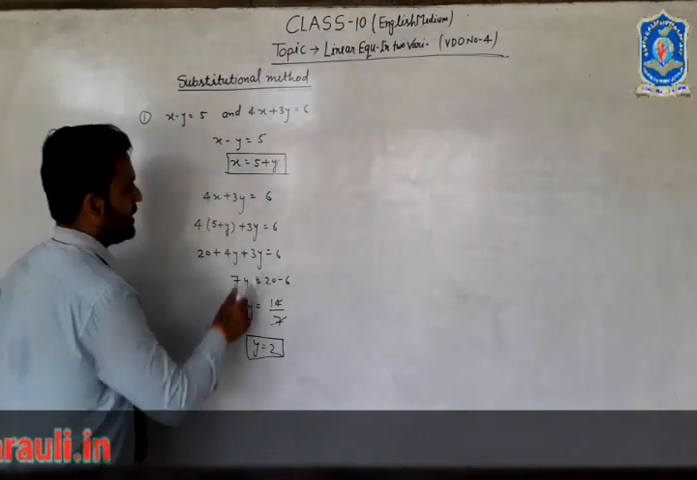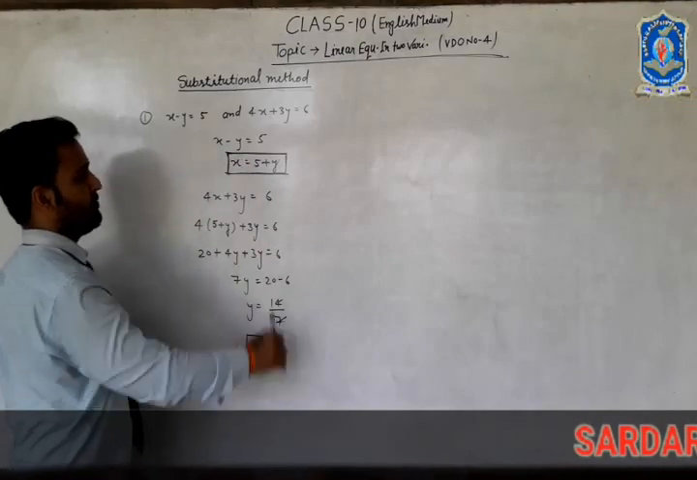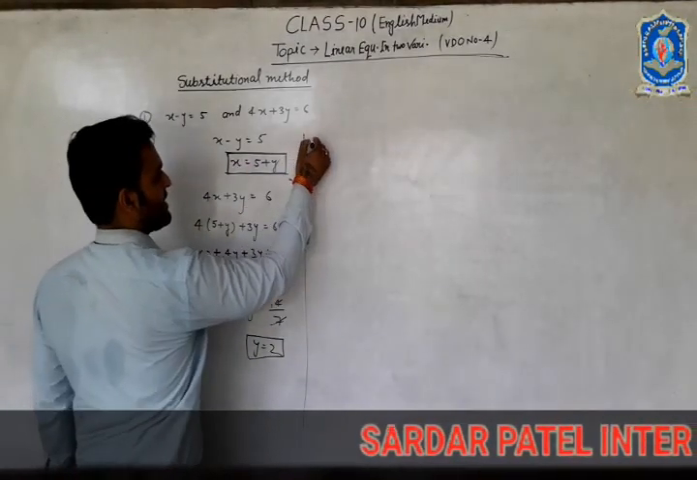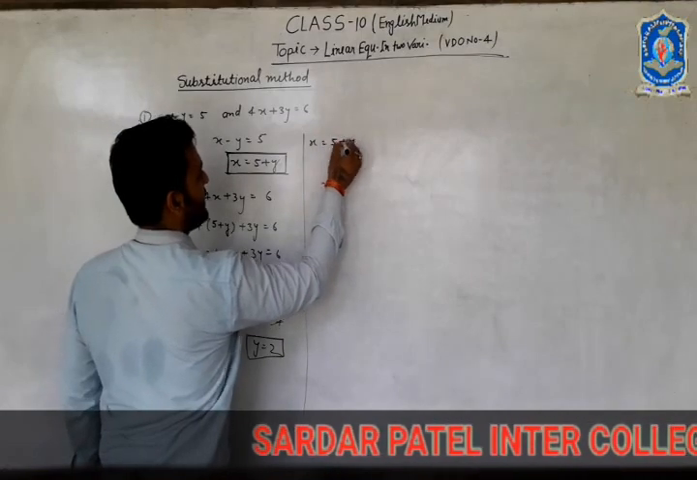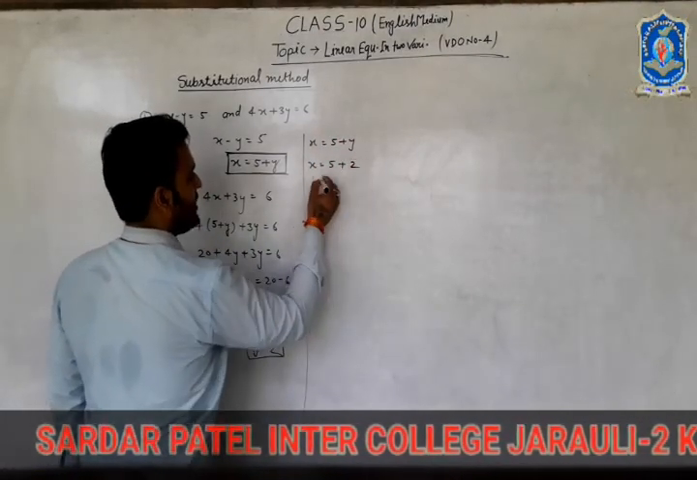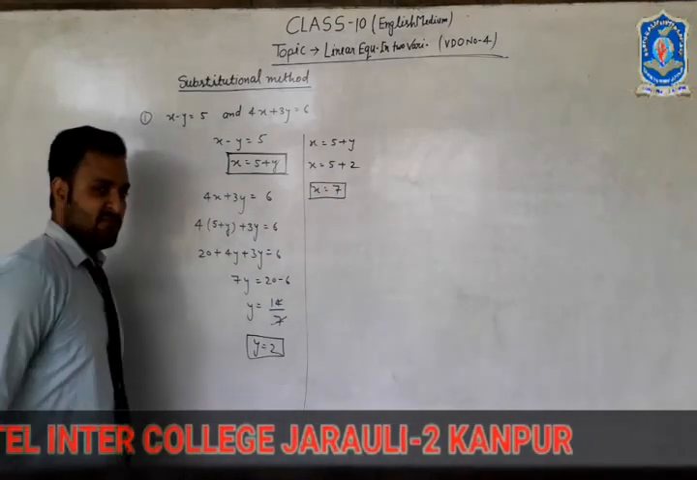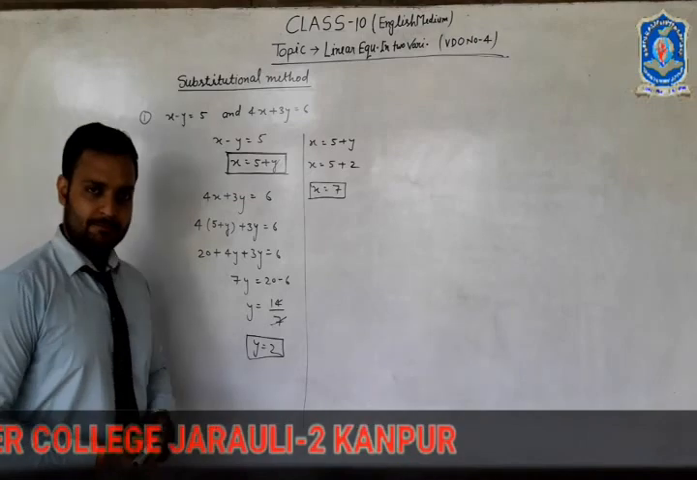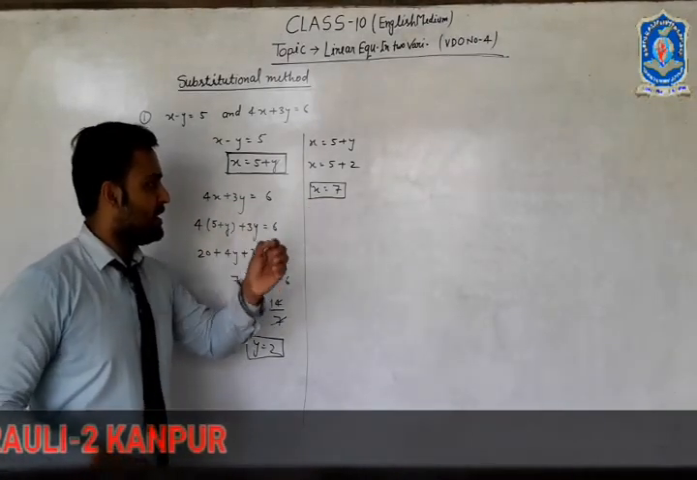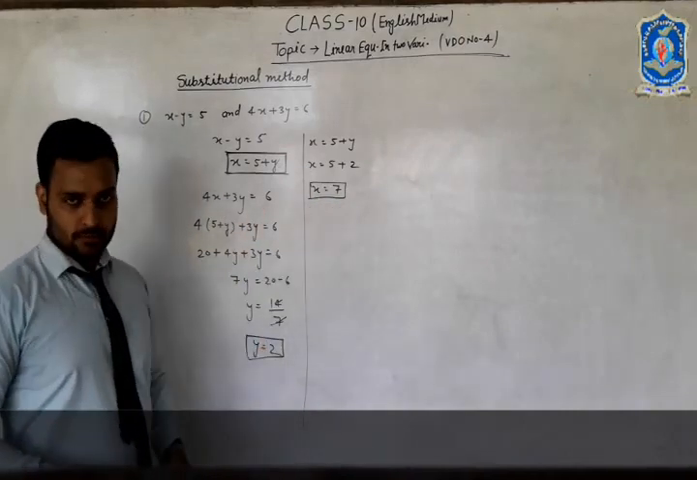Put this value in x is equal to 5 plus y, the substituted value of x. Now x is equal to 5 plus y, so x is equal to 5 plus 2. We have got the value of x is equal to 7. Okay, this is our final answer: x is equal to 7 and y is equal to 2.